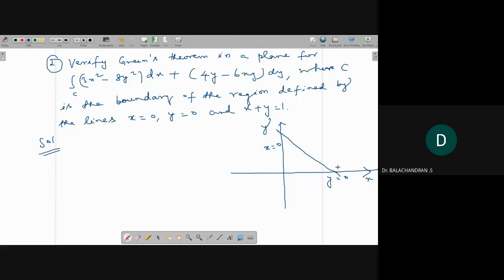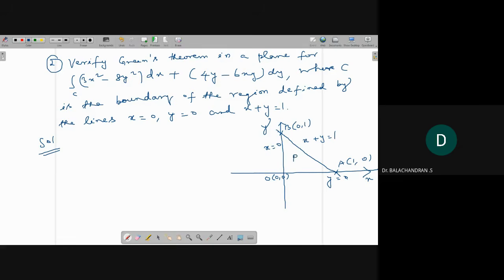So this point is the origin, O, that is 0, 0. This is the point I will take as A. A is x equal to 1, because this is x plus y equal to 1. Y is 0 means x is equal to 1. This is the point I will take as B. B is x equal to 0 and y is 1.